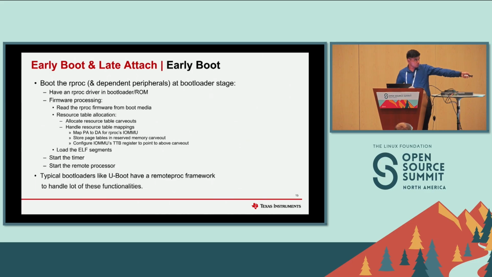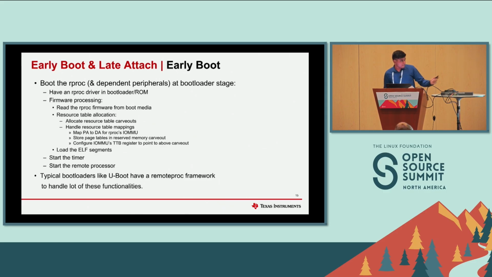And then store those page tables in some reserved memory carve-out, right? And then you pass that reserved memory carve-out address into the IOMMU TTB register. TTB is translation table base, so it just tells the peripheral that this is where you have to go and fetch your page tables from. So you program that so that your kernel at a later stage can read this TTB register and know where your page tables are.